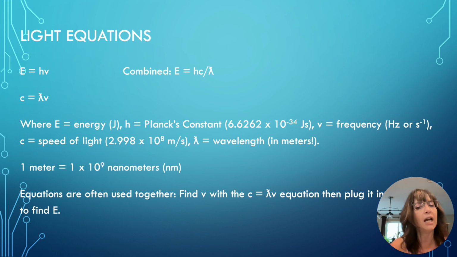Well, typically our wavelength is given in nanometers, so probably the first thing you need to do is convert nanometers to meters. And remember that 1 meter is 1 times 10 to the 9th nanometers. And again, you're probably going to have to use these equations either together or the combined equation. So sometimes you don't know the frequency. So you use the E equation to find frequency, and then you can find wavelength, or flip it around. So just get used to having to use these equations in combination.